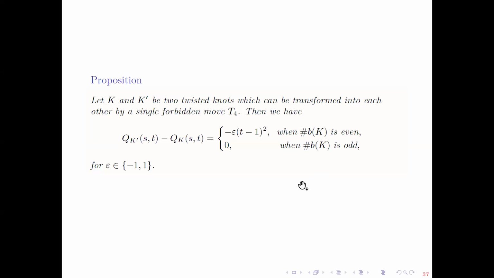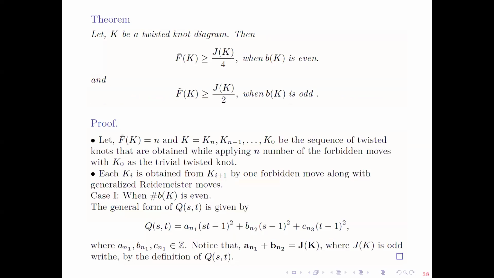So now, using those propositions, we proved that for any twisted knot diagram, the forbidden number will be greater than or equal to the ceiling of r divided by some value if the total bar number is even, and the ceiling of r divided by 2 if the total number of bars is odd. How is it? I will give a brief explanation of the proof.